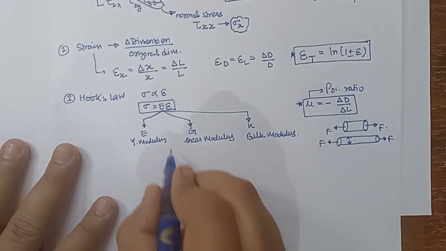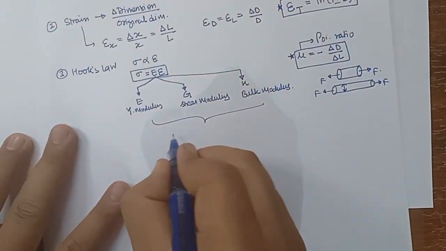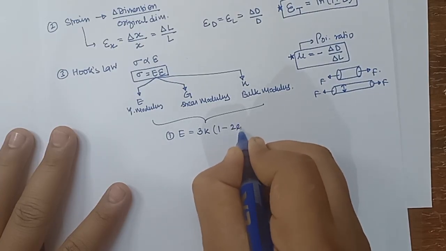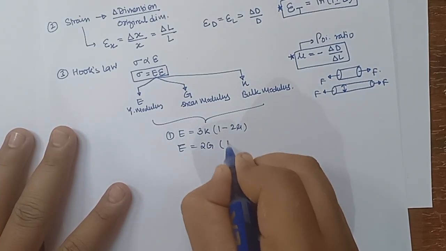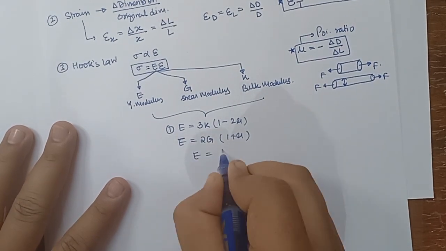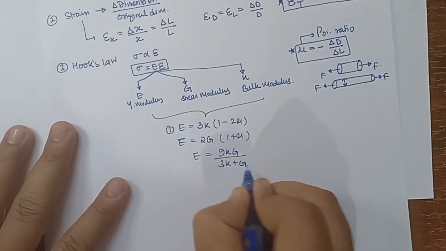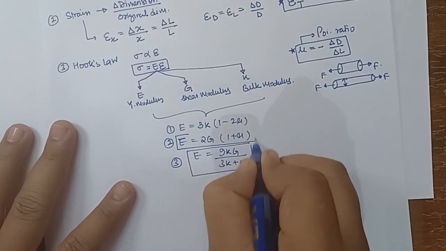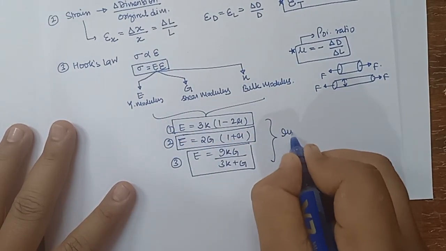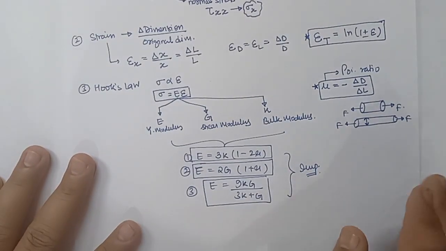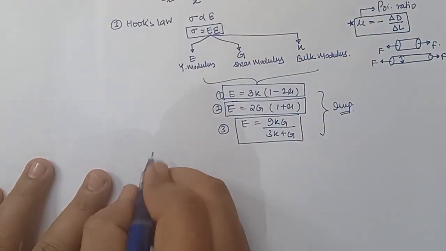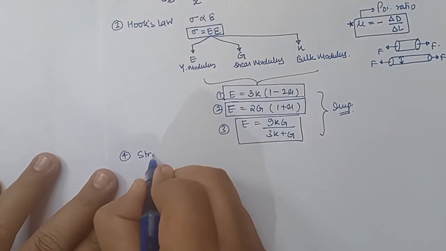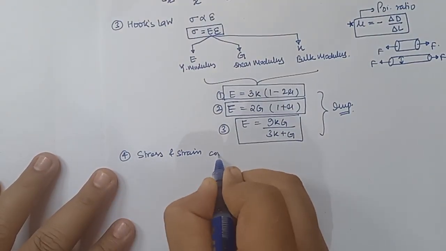If I talk about their relationship, they are related to each other. There are three relations. First, E is equal to 3K(1 minus 2 mu). E is equal to 2G(1 plus mu). And one more relation we have, E is equal to 9KG upon (3K plus G). These three relations are very important, and questions are frequently asked from here. I think this much is clear. Now we have the fourth point, where we are going to interconnect stress and strain.